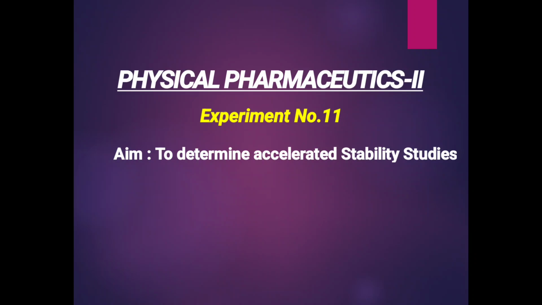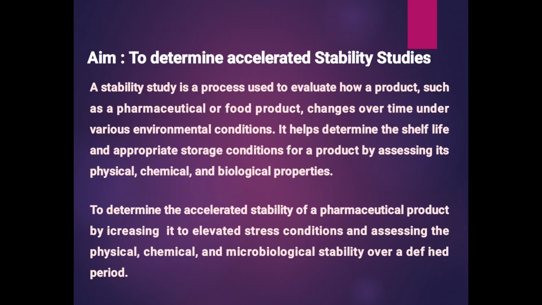Today, we'll discuss physical pharmaceutics second practical, experiment number 11. The aim of our practical is to determine accelerated stability studies. Stability studies are the processes used to evaluate how a pharmaceutical or food product changes over time under various environmental conditions. It helps to determine shelf life and appropriate storage conditions for a product by assessing its physical, chemical, and biological properties.